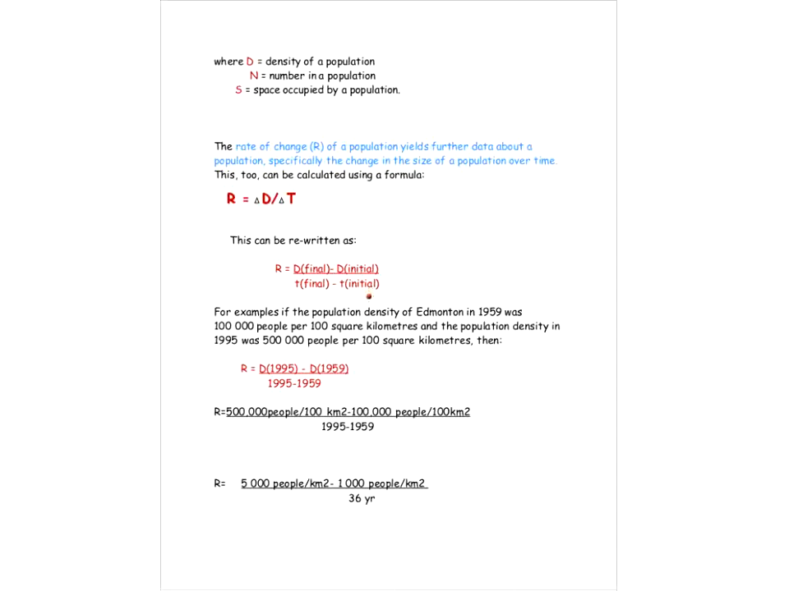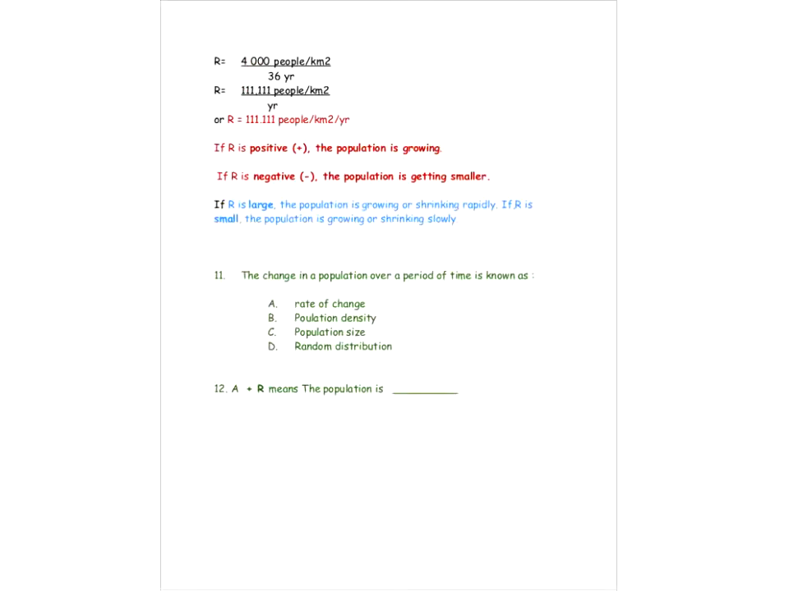So we've got a question here, just an example. The population density in Edmonton goes from 100,000 in 1959 to 500,000 in 1995. What we do then is subtract one density from the other, and subtract one year from the other. So our change in density is going to be 500,000 minus 100,000, which is going to give us 400,000, and then we're going to be dividing by 36 years. We'll go to the next page to see that continued.